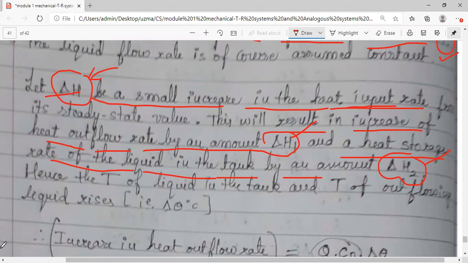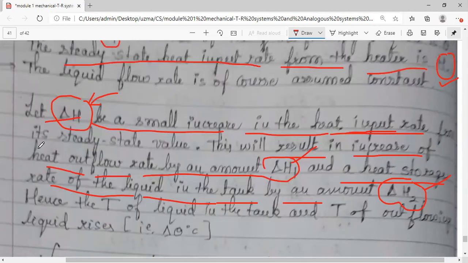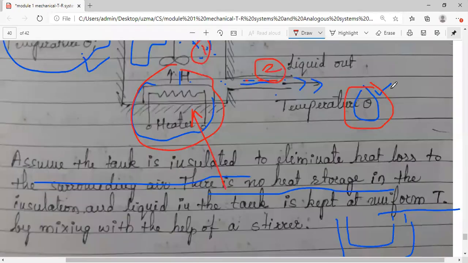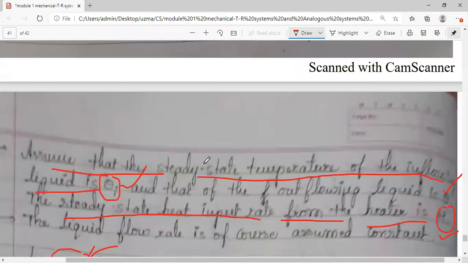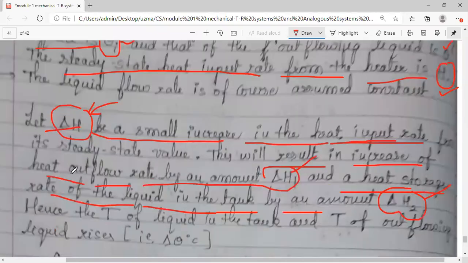We will see what delta H1 and delta H2 are. First, what is delta H1? Increase of heat outflow rate. The amount of heat with which the liquid is going out will change. This will result in an increase of heat outflow rate, and I am indicating that by delta H1. And the second parameter which is going to change is the heat storage rate of the liquid, indicated by an amount delta H2.